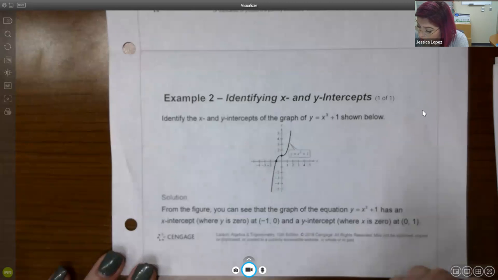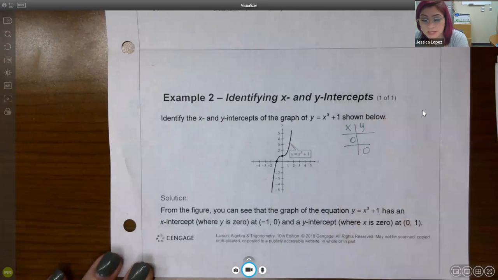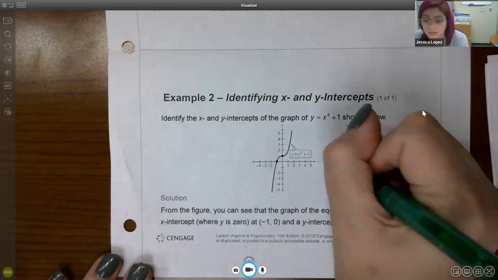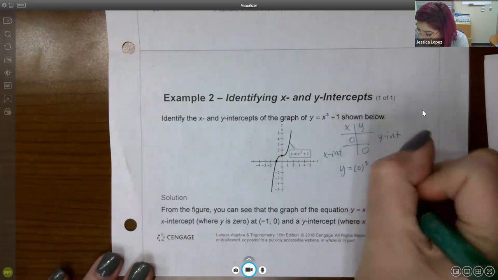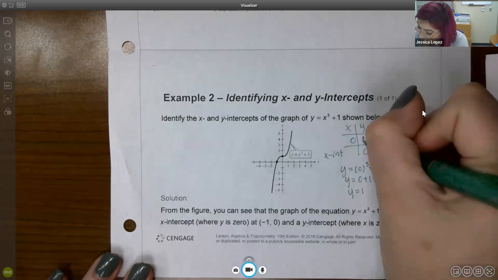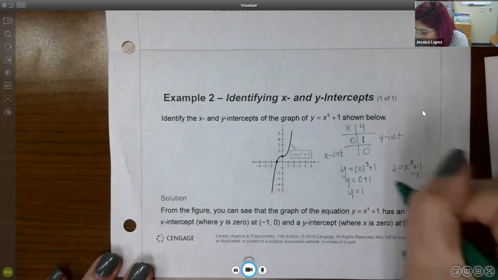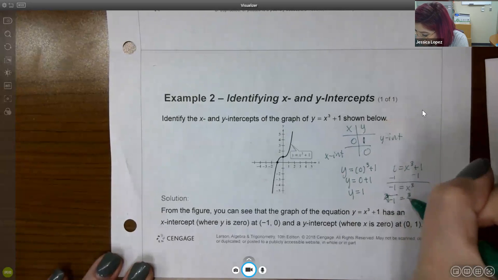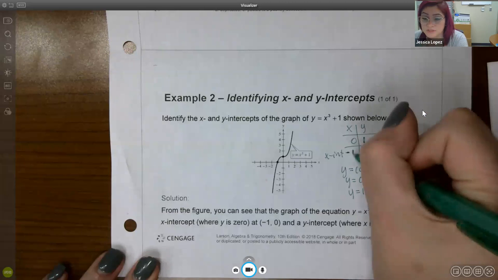But how would we be able to determine that? You're plugging in values and finding these, okay? So you're plugging in 0 for x and finding the y-intercept, and then you're plugging in 0 for y and finding the x-intercept. Okay, and in this particular equation, if I plug in 0 for x, you get that y equals 0 plus 1, or y equals 1. Then if you plug in 0 for y, you get this equation. And if I solve this for x, you get that negative 1 equals x. And so then you have the x-intercept of negative 1, 0, okay?